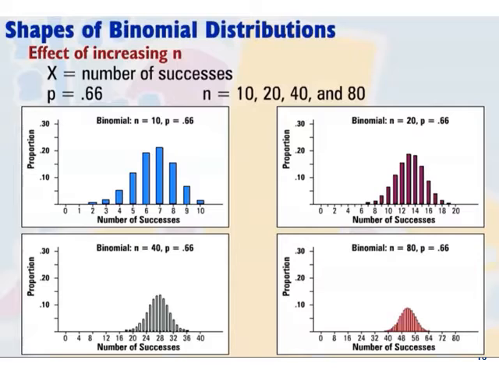Earlier we saw that the number of trials was fixed but probability was increasing. Now if we keep the probability the same and the number of trials increases, what's the shape of the binomial distribution? We can see here that if n is equal to 10 and probability is equal to 0.66, it is somewhat bell shaped but kind of skewed. And as the number of trials increases, it goes more and more towards bell shaped. So we can understand this.